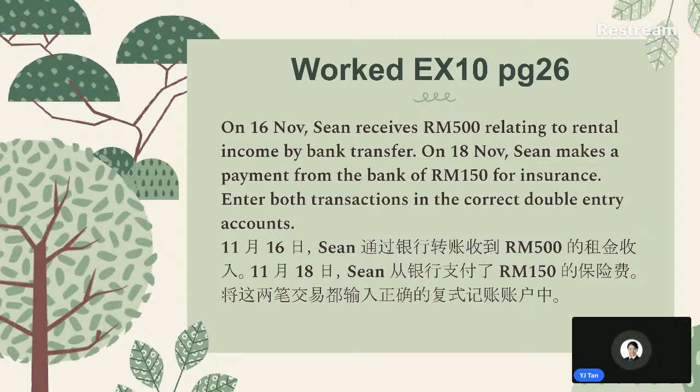The first transaction is on the 16th of November. Sean received $500 rental in the bank. That means they received the money in the bank through a bank transfer. Then on the 18th of November, Sean made a payment from the bank, which is $150 for insurance expenses. Let's have a look at how to do this double entry in our accounts.